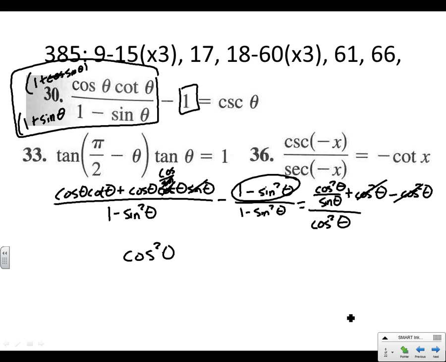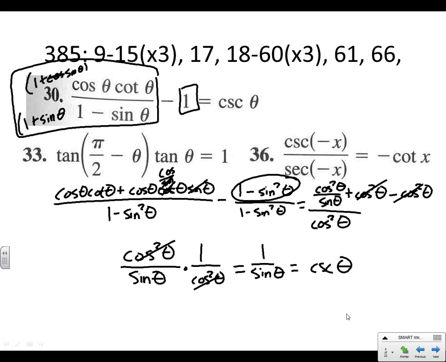Cosine squared theta over sine squared theta, times 1 over cosine squared theta. We get to cancel. We get 1 over sine theta, which is cosecant theta. The key on these problems isn't necessarily the trig, it's the algebra. Gotta be careful with these.